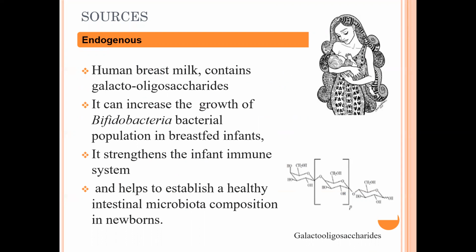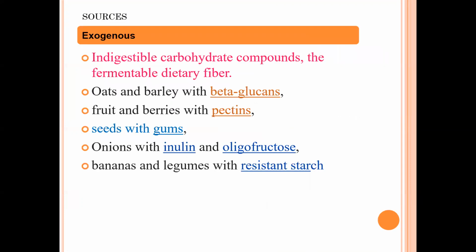Regarding the sources of these prebiotics, there are two types of sources, endogenous and exogenous. The main and only endogenous source is human breast milk, which contains galacto-oligosaccharides. It can increase the growth of bifidobacteria, the bacterial population in breastfed infants, which strengthens the infant immune system and helps to establish a healthy intestinal microbiota composition in newborns.